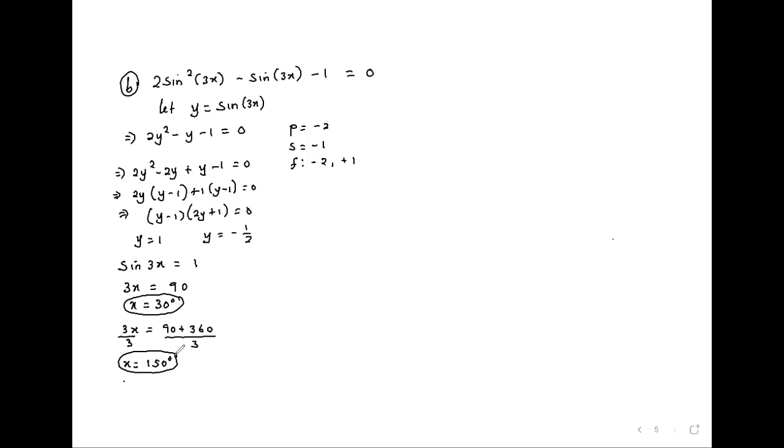The third, it will be 3x equal to 90 plus 360 plus 360, which is 810. 810 divided by 3, so that your x becomes 270.